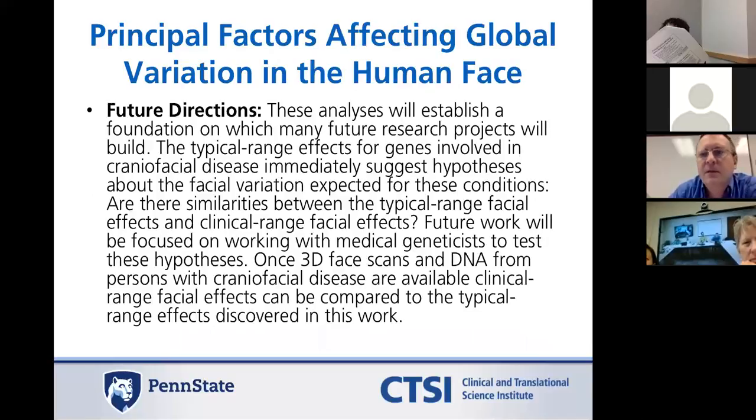Then the research would like to take future directions, again, perhaps towards the translational and therapeutic side of things. These analyses will establish a foundation on which many future research projects will build. The typical range effects for genes involved in craniofacial disease immediately suggest hypotheses about the facial variation expected for these conditions. Are there similarities between the typical range facial effects and clinical range facial effects? Future work will be focused on working with medical geneticists to test these hypotheses. Once 3D face scans and DNA from persons with craniofacial disease are available, clinical range effects can be compared to the typical range effects discovered in this work. So that was a quick overview.